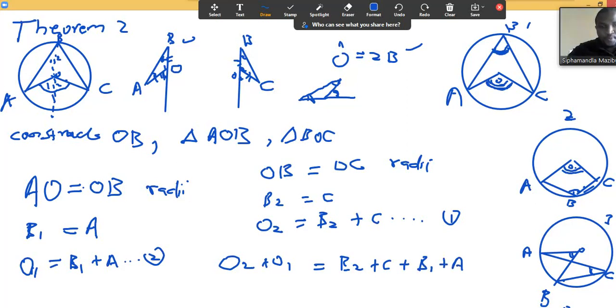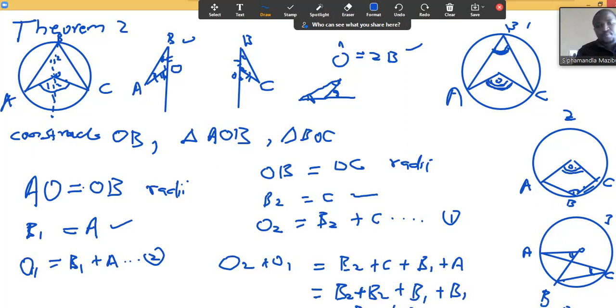So what can we do here? We have B1. What is our C? Our C from here is B2, so this is plus B2, and we also have plus B1. What is our A from here? We know that our A is B1. So we're just doing a substitution now. What does this give us? This gives us 2B2 plus 2B1.